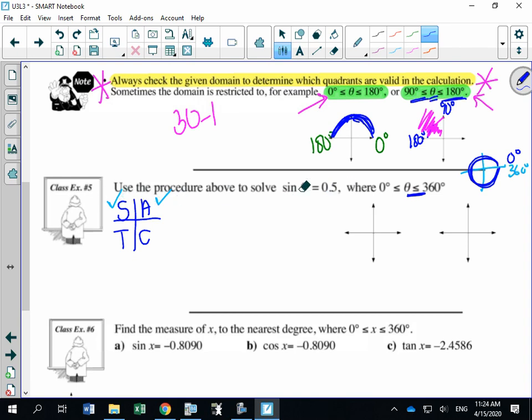Okay, how would you have done this from grade 10? If I said from grade 10, what is theta? What you would have done is taken the inverse sine of the ratio. So the sine inverse of 0.5 is going to give you what theta is equal to.